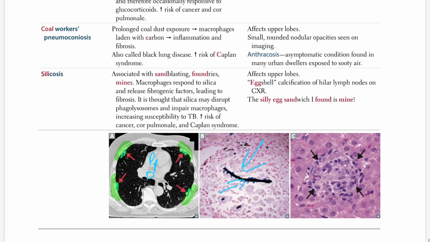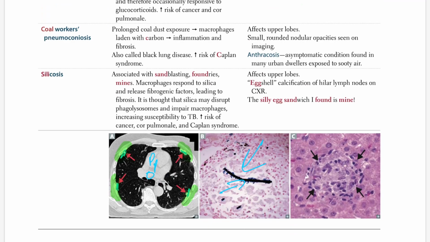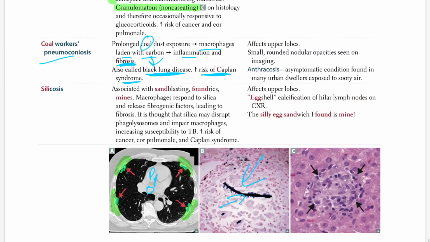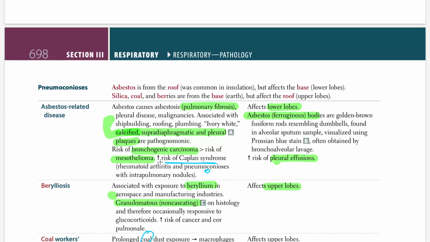Now the next one is coal workers' pneumoconiosis. Coal workers' pneumoconiosis is prolonged coal dust exposure, which causes macrophages laden with carbon, which causes inflammation and fibrosis. Also called black lung disease because coal is black, carbon is black. So you're going to have black lung disease. Increases the risk of Caplan syndrome. What else was increasing the risk of Caplan syndrome? It was the first one, asbestosis. Increased risk of Caplan syndrome.